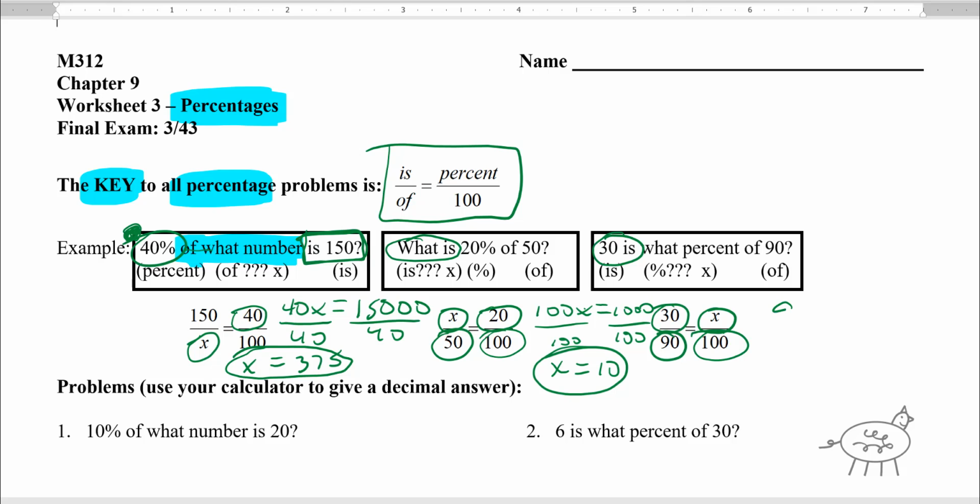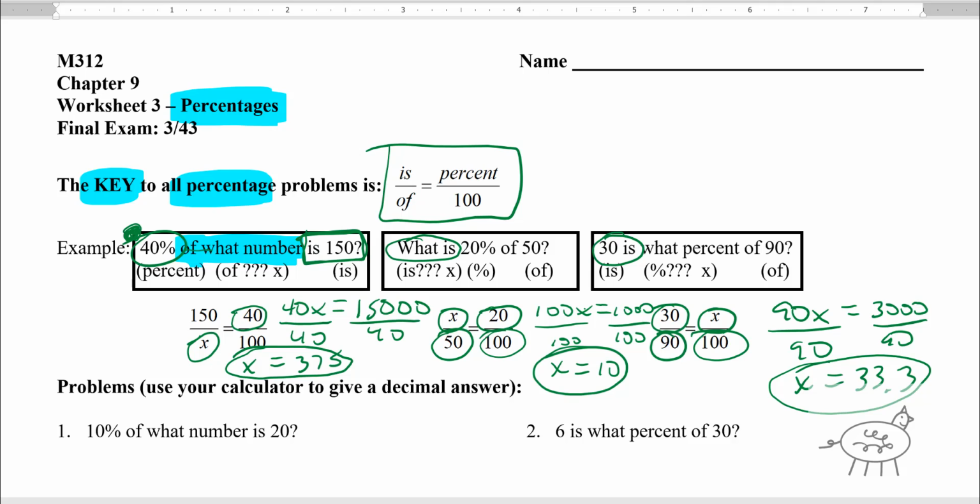So 90 times x is 90x. 30 times 100 is 3,000, divided by 90 is x equals 33.3. You can do one decimal place. So that's my answer. All right, so I know this. You don't have to watch this whole video. That's how you do these problems.